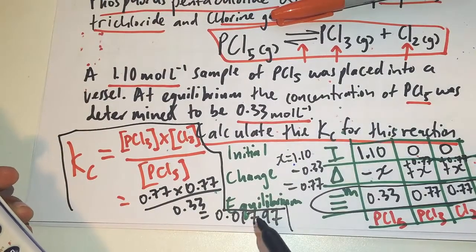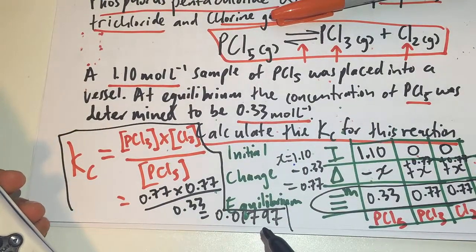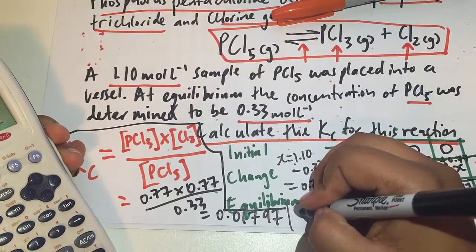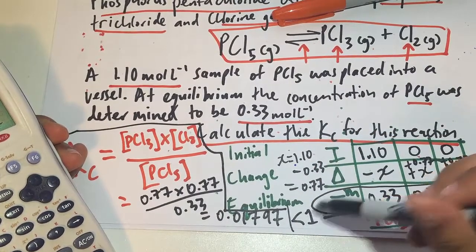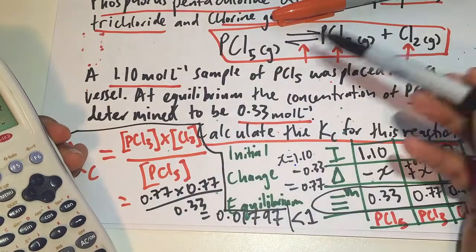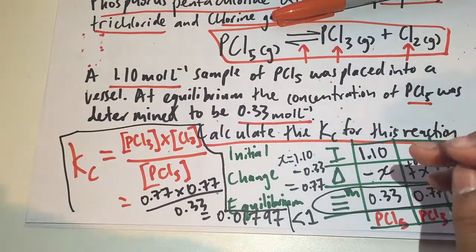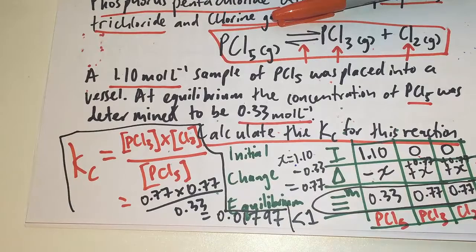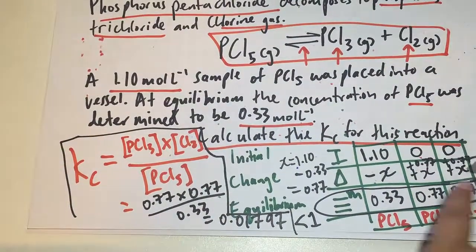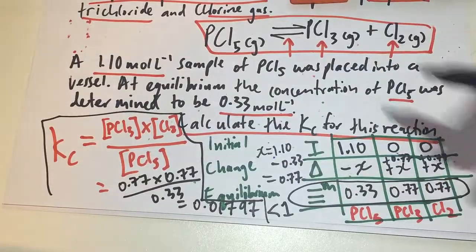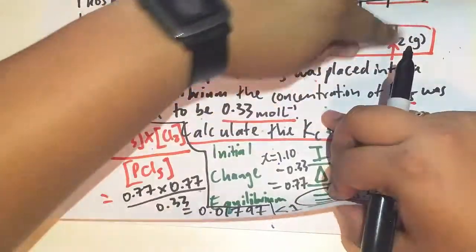So this number is less than 1, meaning that the backward reaction is a lot more favoured for this reaction. So that was one example of working out the concentration of the products and the reactants, and then working out the Kc expression. Let's look at another one.